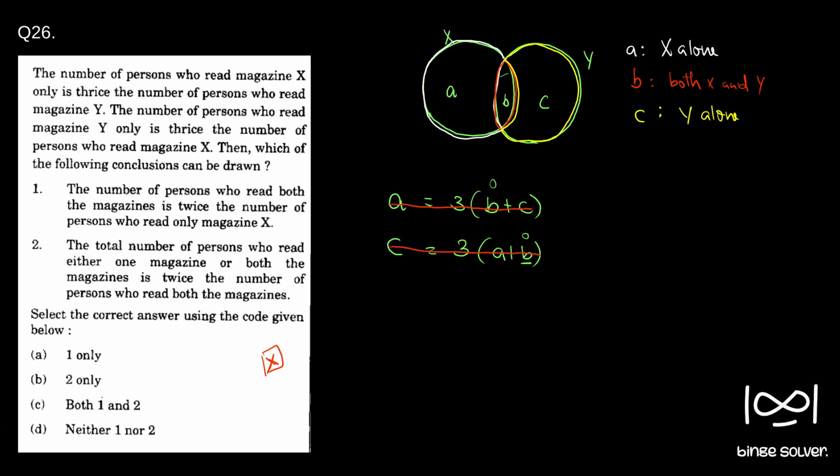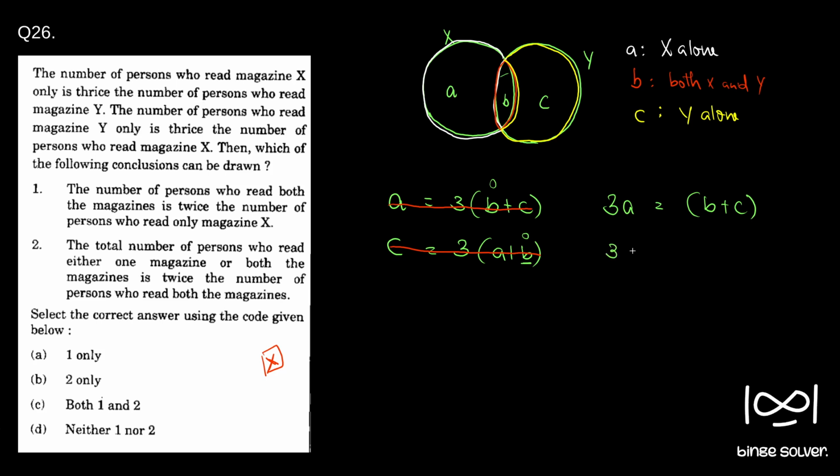What they meant to say is 3a equal to b plus c. So instead of wording it like this, it should have been 3 times the number of persons who read magazine X is the number of persons who read magazine Y. That is 3a is equal to b plus c is what they intended to say.